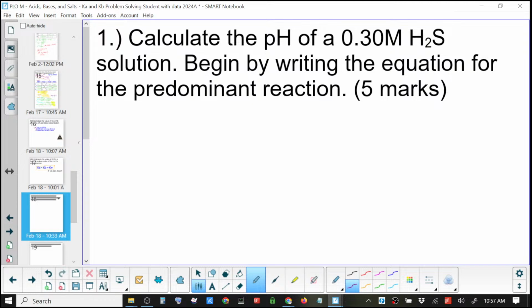Thus endeth the sermon. Okay, calculate the pH of a 0.3 molar H2S solution. Begin by writing the equation for the predominant reaction. I think I should put you into groups for this.